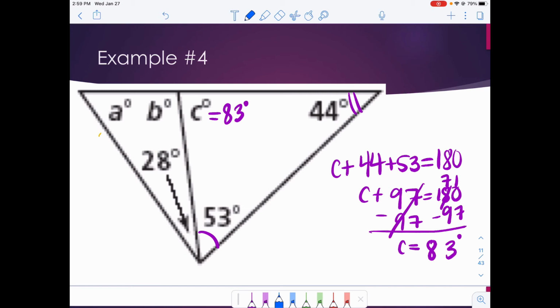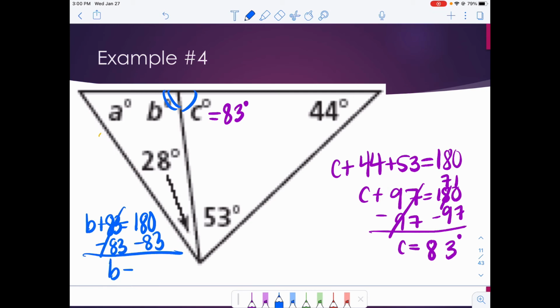And so what I'm going to go ahead and do is find B at this point. If you don't see it, that's okay. I'm going to find B by using my supplementary angles. So I see that angle B plus C is equal to 180. I know what C is. I just found it. C is 83 degrees. So all I have to do is subtract that information to find B. And B is equal to 97 degrees.